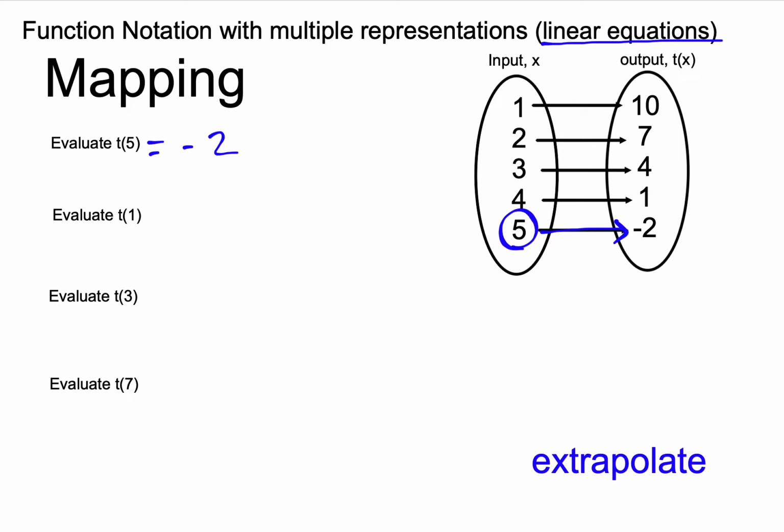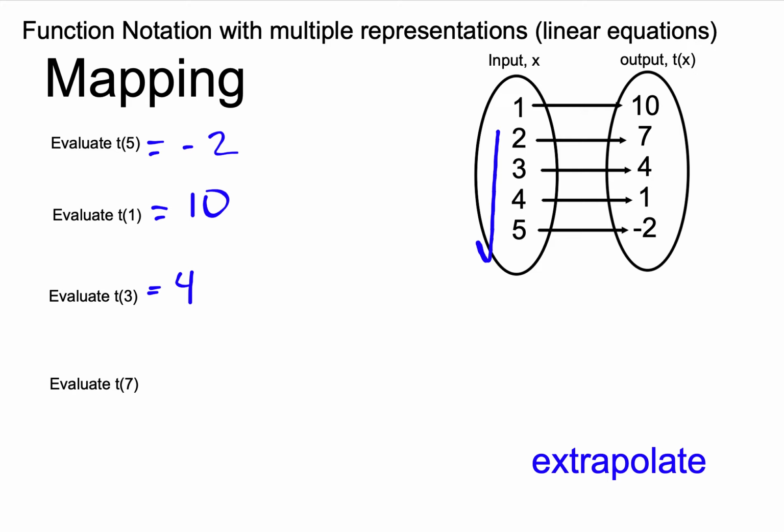T of 1, we find the input of 1, the output that goes with it is 10, so T of 1 is 10. T of 3, here's the input 3, the output that goes with it is 4. Now T of 7, there's a common mistake that might occur here where a student would think that it is 2 because there's a 7 right here. But the input needs to come from the input list.